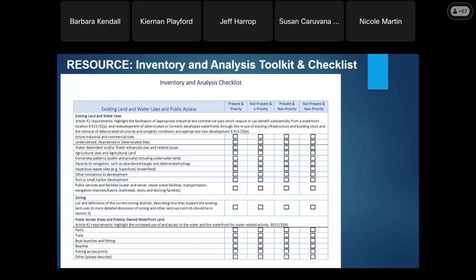For example, for agriculture, if your community doesn't have agriculture, you have to determine if it's a priority or not a priority. If it's not present, you would just indicate that in either column 2 or column 4.